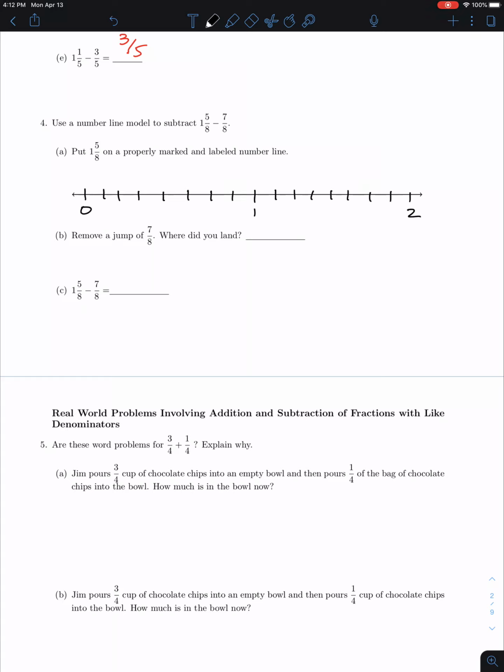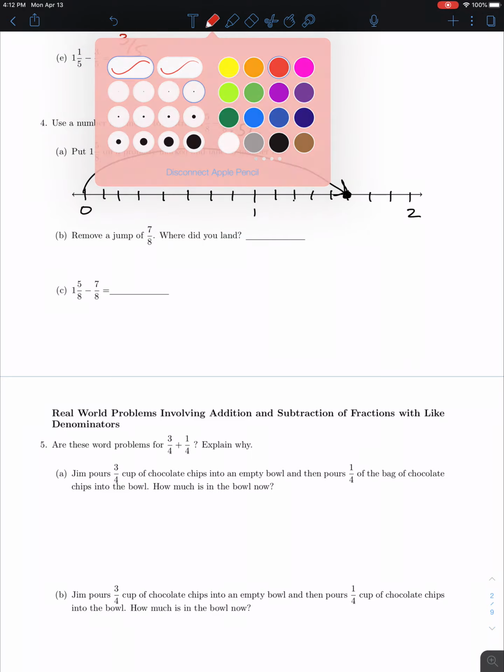And so again, first thing we want to do is figure out where 1 5/8 is. So start with 1 and then count over 5 tick marks. So 1, 2, 3, 4, 5. So there's our 1 5/8. But in this case, since we're subtracting 7/8, now this means we want to go backwards.